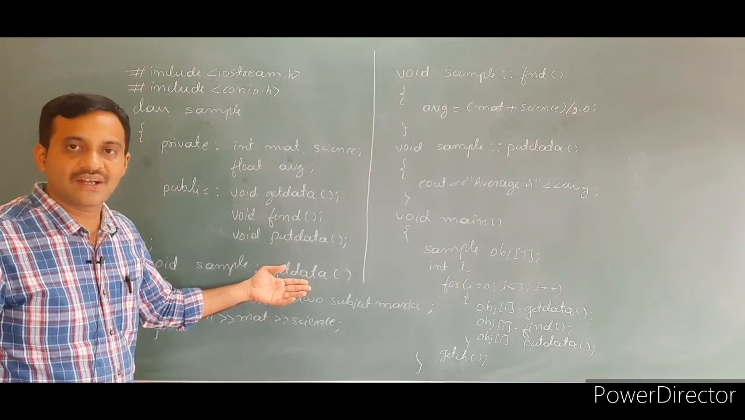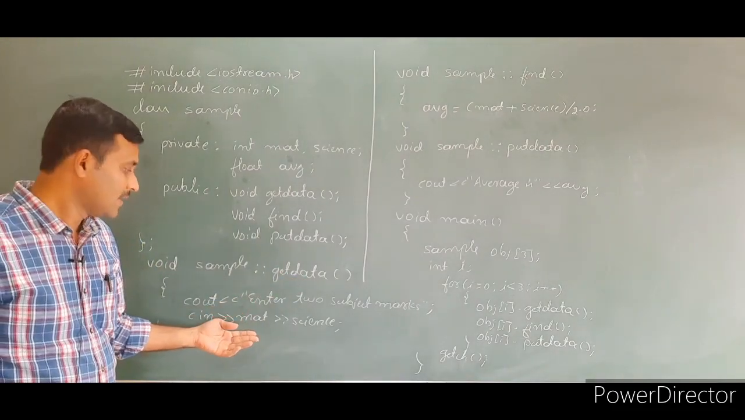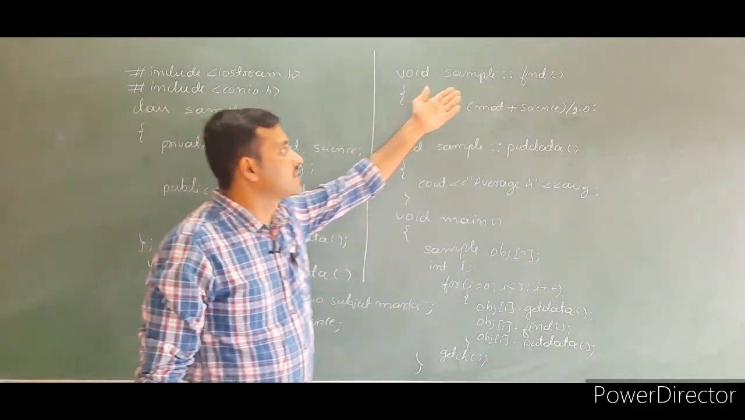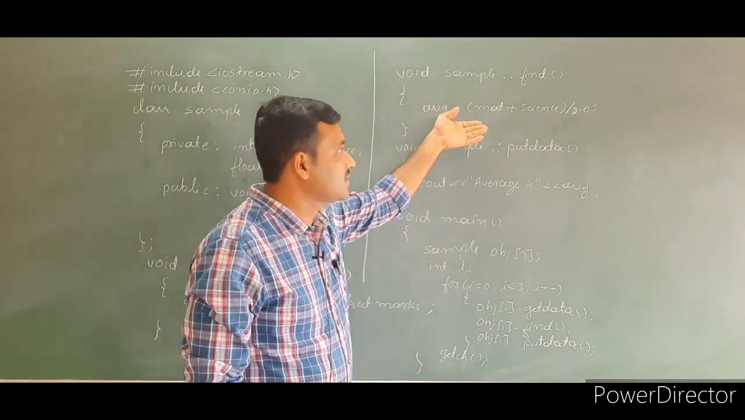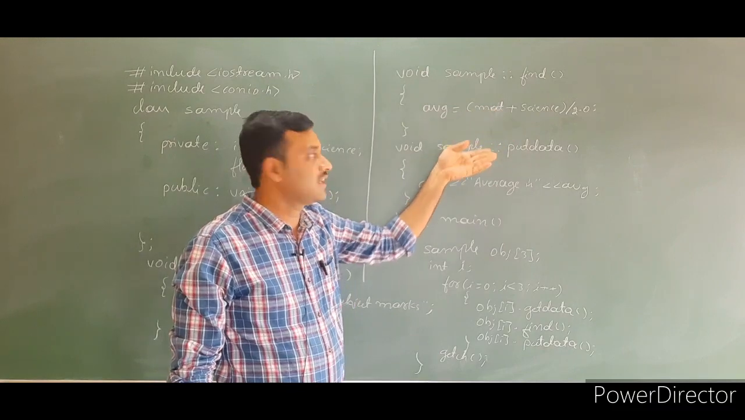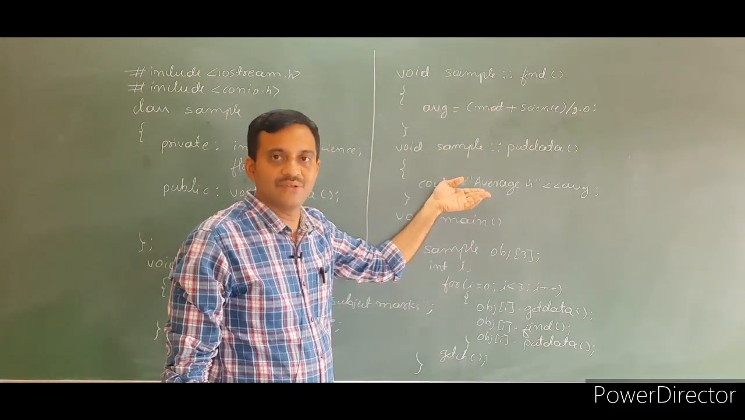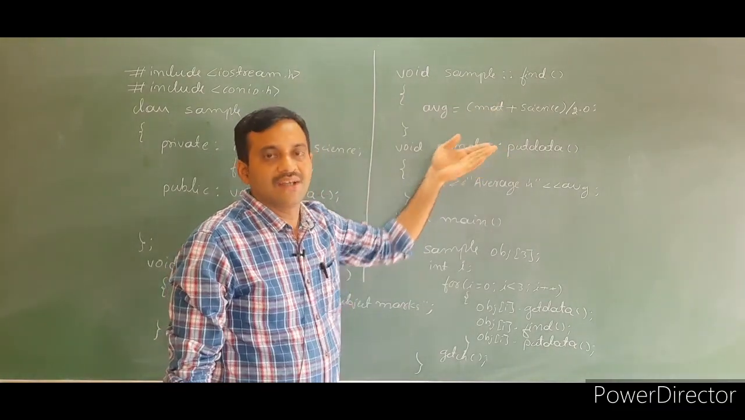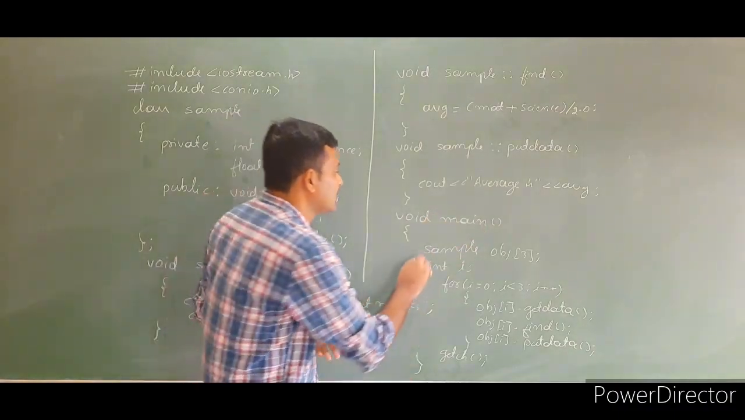The first one is get data. Using this we read the values for maths and science. In the member function find, we calculate the average of maths and science. After that we print the data using the function put data. The concept of array of object is in this line.